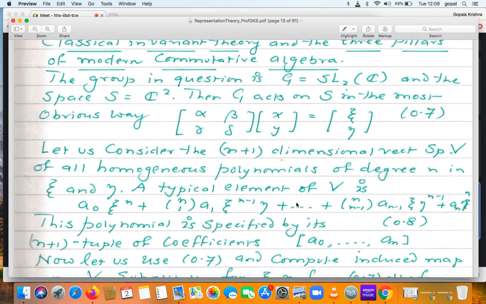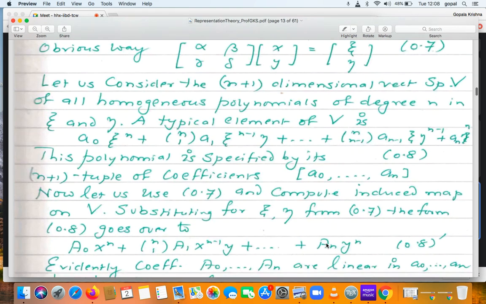Now we can always subject the chi and eta to some SL2C change of variables. So chi, eta is basically an SL2C matrix times x, y. So chi will be equal to alpha x plus beta y, eta equal to gamma x plus delta y. And let us substitute these values of chi and eta in expression 0.8. You're going to get another expression 0.8 prime.